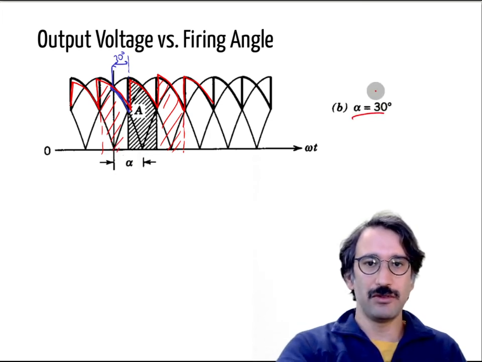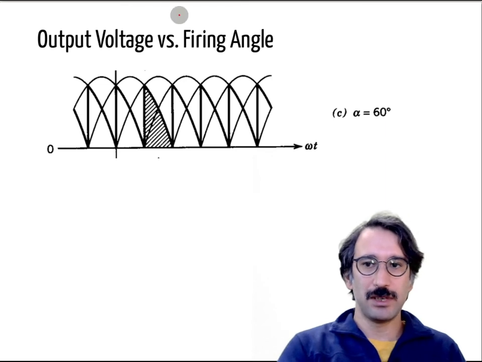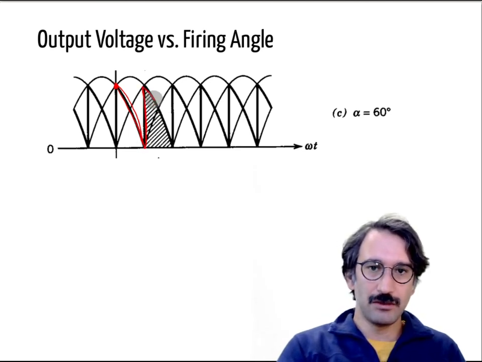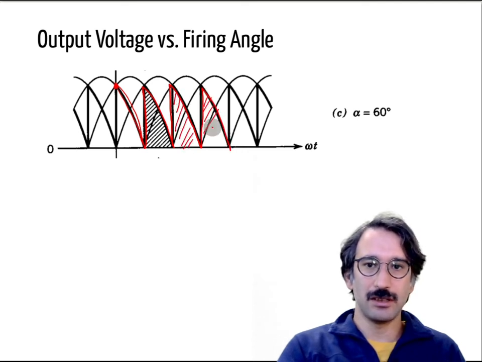If I just move even further, if I make it 60 degrees, then I start, this is my 0, and 60 degrees is the point where it just touches, but still you can delay it. So now my output voltage becomes that kind of waveform, right? So this is my symmetrical shape.